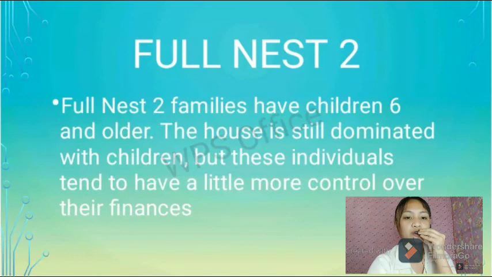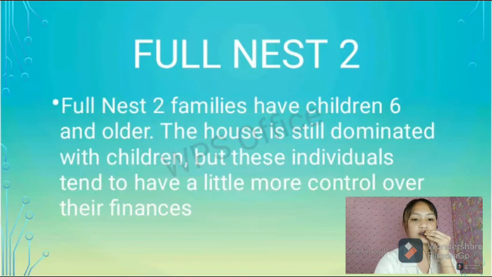Next is fullness 2. Fullness 2 families have children 6 and older. The house is still dominated by children, but these individuals tend to have a little more control over their finances, as wives who took off work to raise children are likely returning to work around this time. Necessities such as groceries and children's clothing are still the main purchases in these homes.